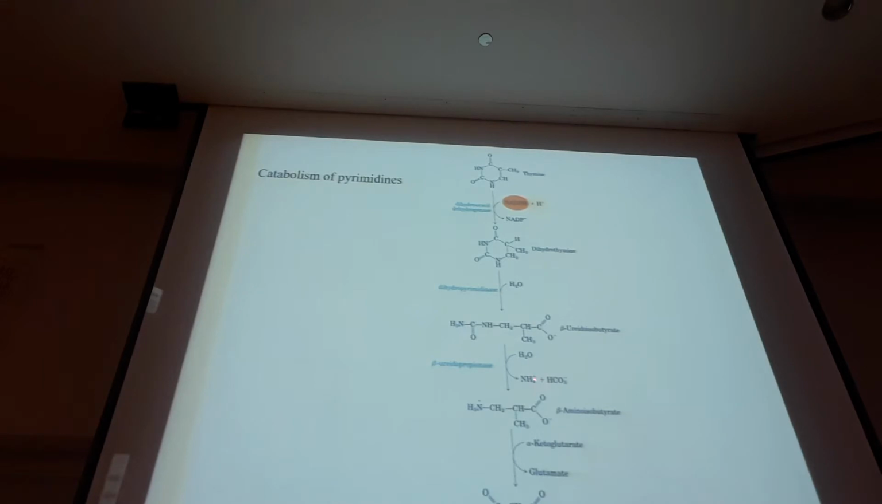Hydrolysis then removes nitrogen and bicarbonate and produces this compound, beta-aminoisobutyrate, and then we can convert this into methylmalonyl semialdehyde, which can be converted to methylmalonyl-CoA and succinyl-CoA, which can be channeled to the citric acid cycle. So I don't expect you to know any details here, it's just a couple of hydrolysis reactions that then produce something that can be channeled to the citric acid cycle.